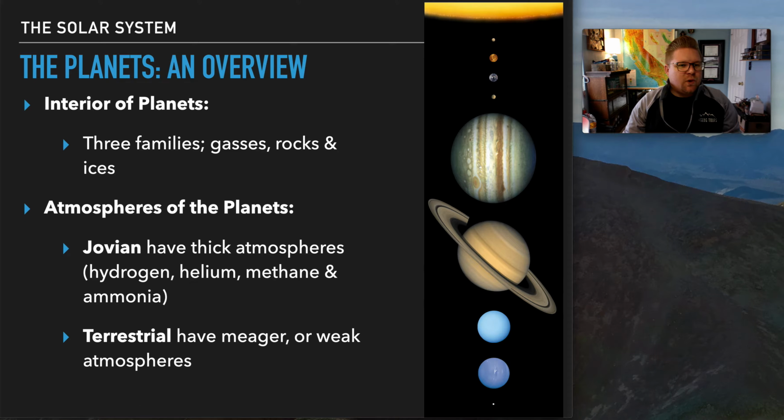So anyway, moving forward, we can look at the planets as an overview. Again, we have these families, so we can distinguish them as either terrestrial or Jovian, but we can also look at the planets as being made of gas, rock, or ice. We can also look at the atmospheres of the planets. Some can have very thick atmospheres because it's already gas anyway, or they can have very weak atmospheres, but just the right accumulation of gases.